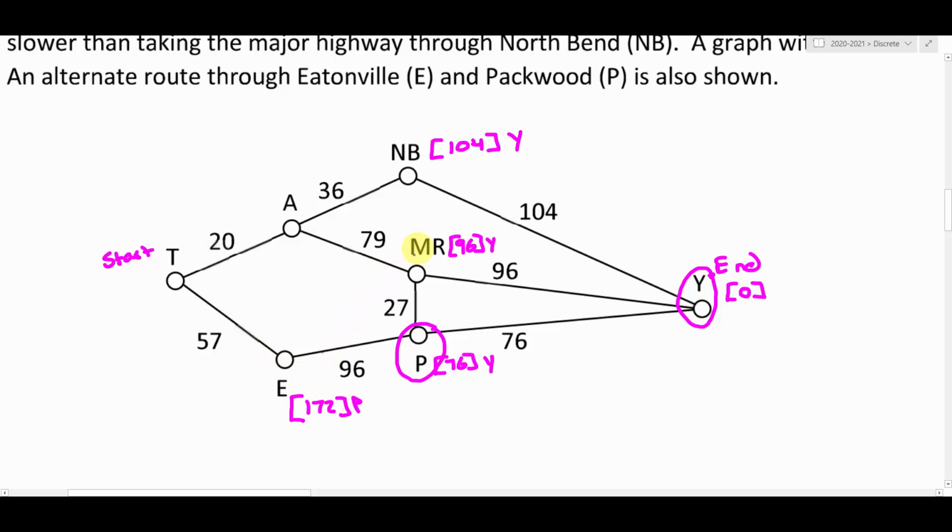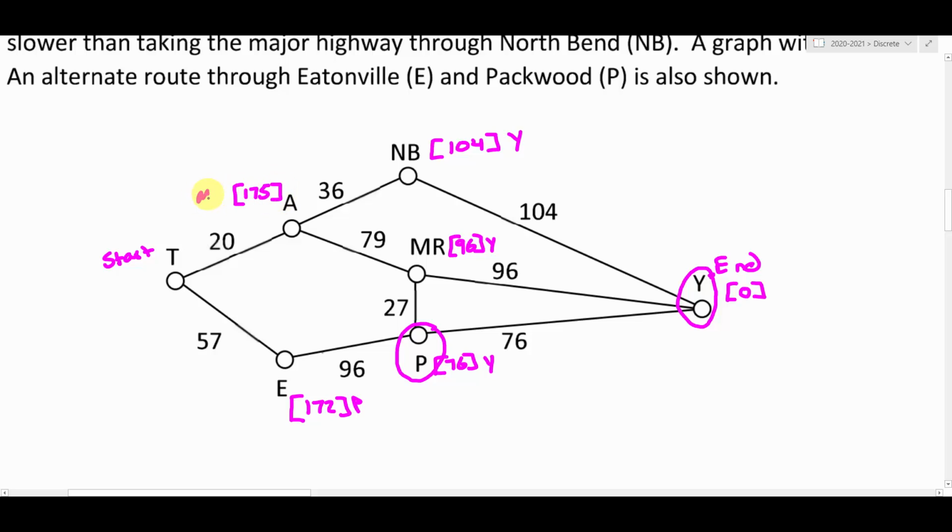So now I'm looking at E, I'm looking at MR, I'm looking at NB, and the shortest distance here is the 96. So I'm going to make this my current vertex, and there's only one edge that I need to analyze because the other 2 edges lead back to visited cities. So I don't need to analyze the 27 again. I don't need to analyze the 96, but I do need to analyze the 79. If I do MR to A, I'm going to do 96 plus 79, and I'll get a distance here, right? 96 plus 79 is 175.